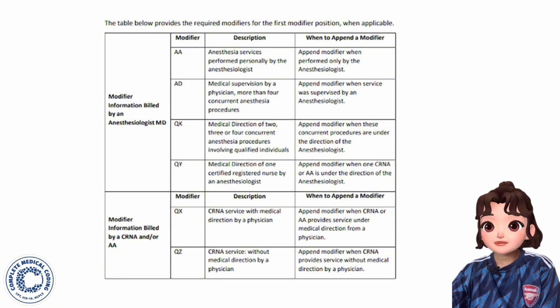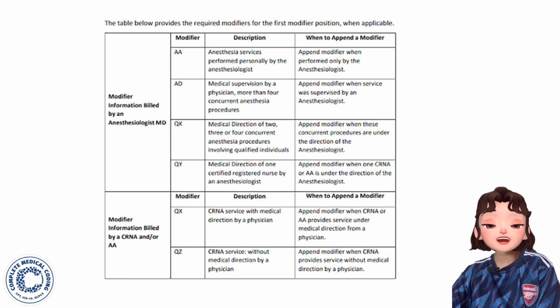Okay. Now, modifier information billed by CRNA. These are the two modifiers, QX and QZ. What is QX? CRNA service with medical direction by a physician. QZ means CRNA service without medical direction by a physician. But who is doing the anesthesia? The CRNA. Append modifier QX, I am talking about QX now, when the CRNA or AA provides service under the medical direction of a physician.